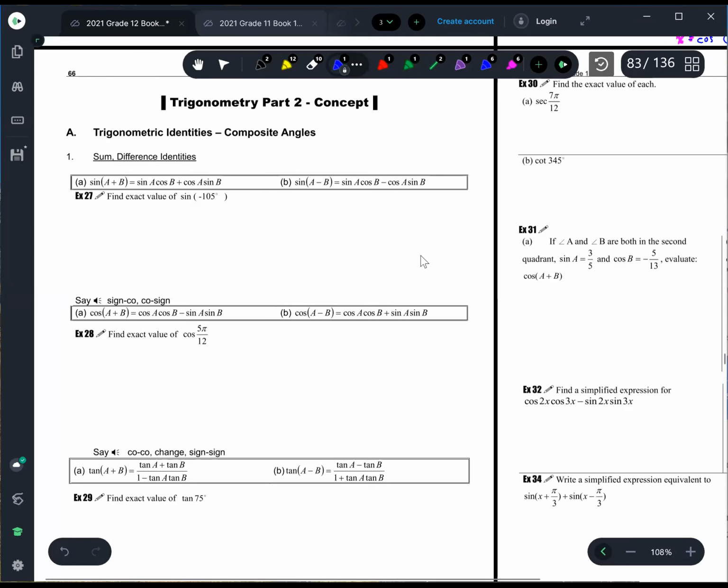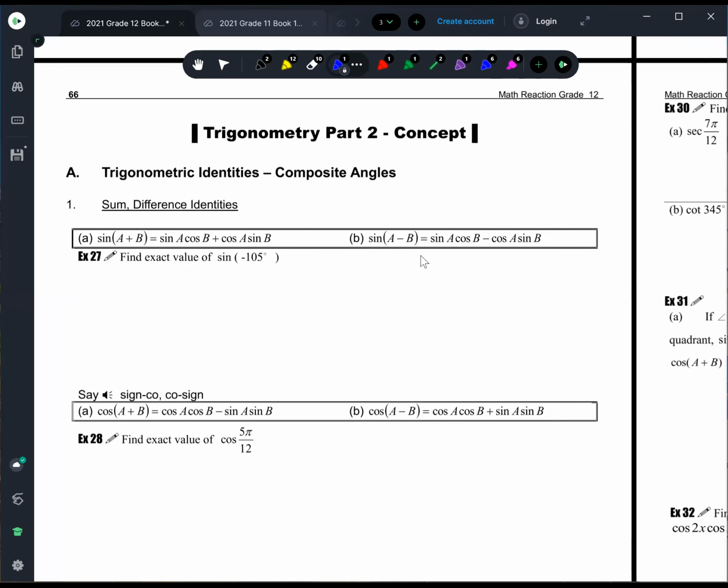Okay, so I hope during the break you reviewed how to find exact value. We're going to go over that. So again, this is part 2. Part 2 has more algebra to do.